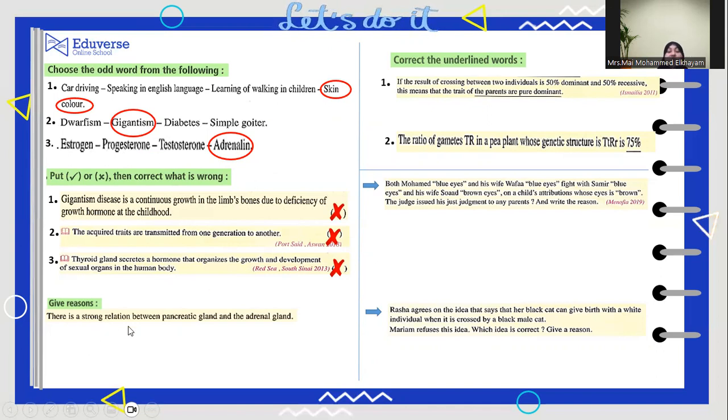Give reason: there is a strong relation between the pancreatic gland and the adrenal gland. Please pay attention to this part. This is one of the deceiving or confusing questions. What is the relation between the adrenal gland and the pancreatic gland?